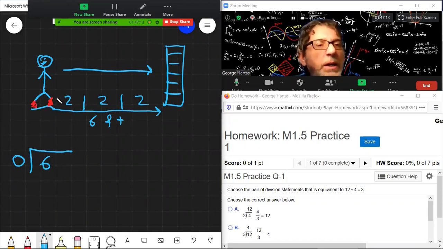How long will it take me to move from here to the wall? Till the end of time, right? Not defined. I'll never get there. I'm trying to divide by 0 to get to some destination. I can't move. I'll never get there. All right, so if you divide by 0, it's undefined. Okay, so hopefully that helped a little bit.